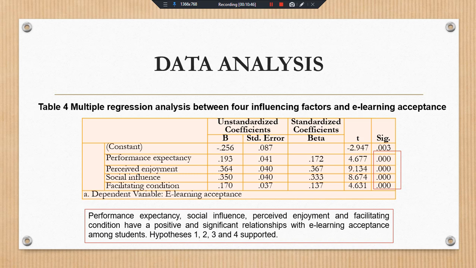Additionally, students who perceive that they have the necessary information technology resources and greater support from important persons to use e-learning will normally show a high level of acceptance of e-learning.